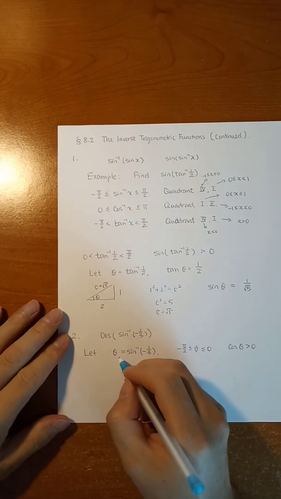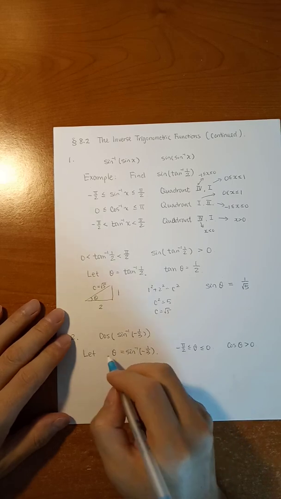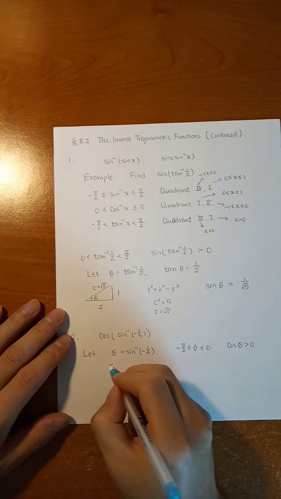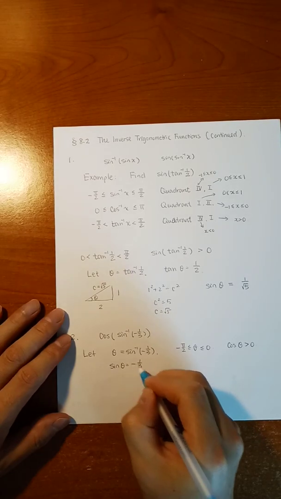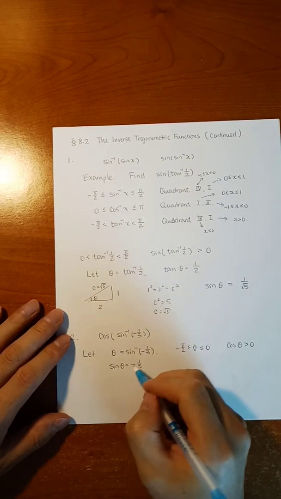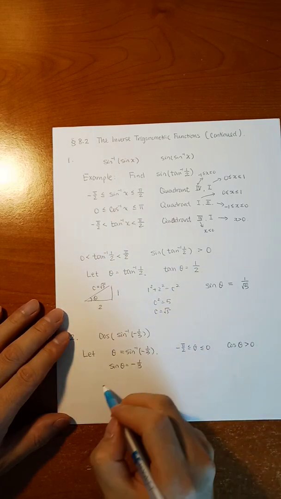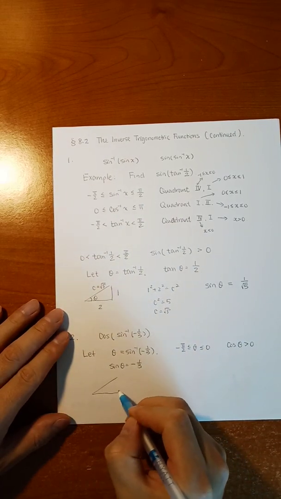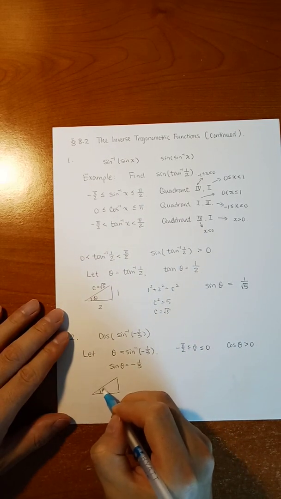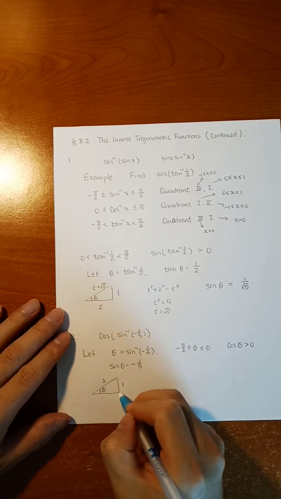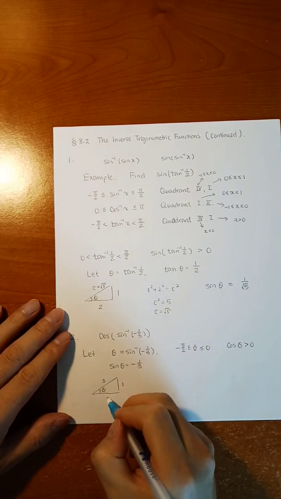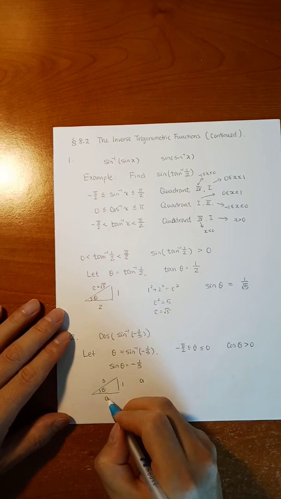Okay, now let's see. Theta is the sine inverse of negative 1 over 3, so sine theta is negative 1 over 3. Forget about this negative sign. It's 1 over 3. So you draw the right triangle with this reference angle theta: opposite is 1, hypotenuse is 3. We don't know the adjacent.